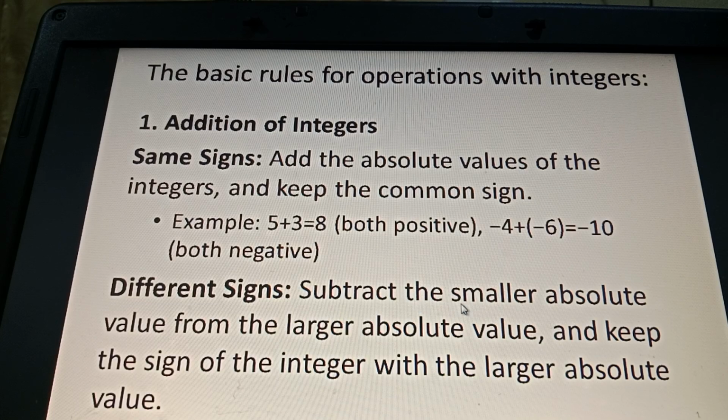Different signs: subtract the smaller absolute value from the larger absolute value and keep the sign of the integer with the larger absolute value. Example, 7 plus negative 4 equals 3. That is 7 minus 4 is 3, but the larger number is positive, so the answer is positive, because 7 is greater than 4. Negative 9 plus 5 is equal to negative 4. Negative sign because 9 is greater than 5.